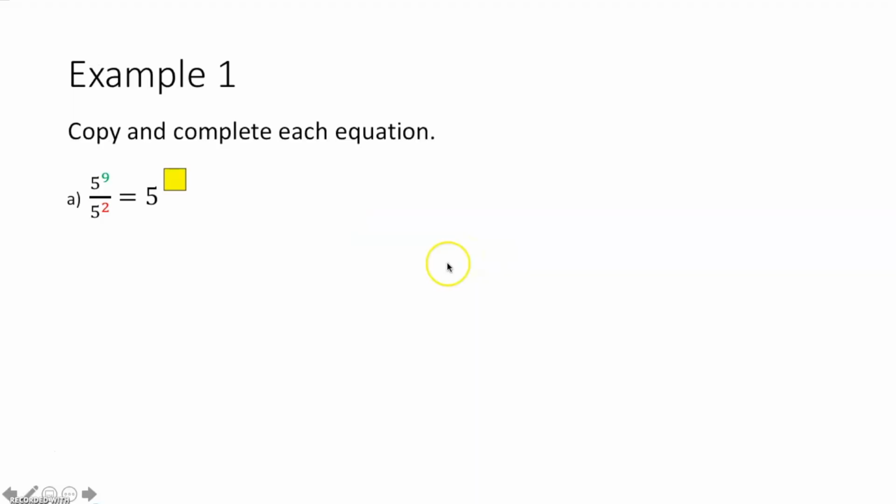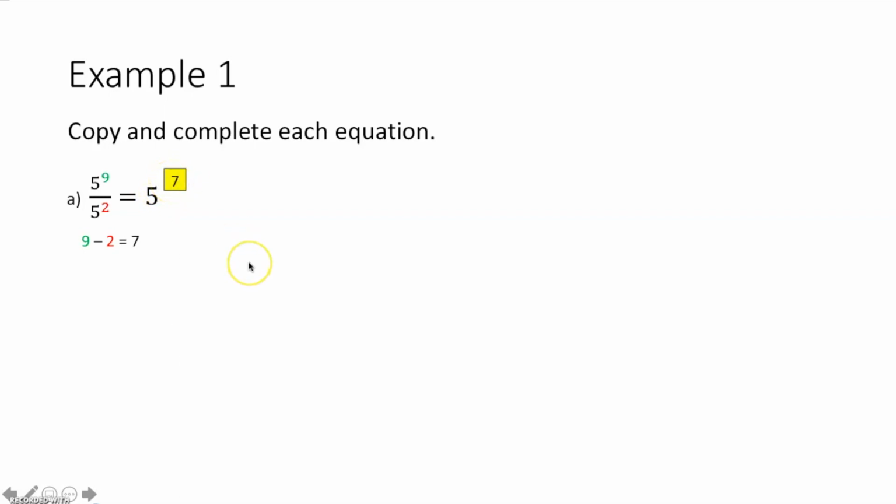Example time. Example 1 says copy and complete each equation. So we have 5 to the 9th power over 5 to the 2nd power equals 5 to the what power? Again, we have like bases, 5 here and 5 here. Since we're dividing these like bases, we subtract the exponents. So what is 9 minus 2? That's 7. So 5 to the 9th divided by 5 to the 2nd power is going to equal 5 to the 7th power.